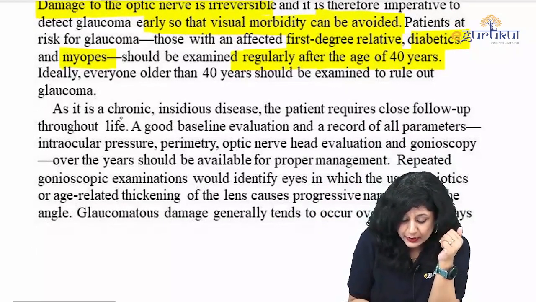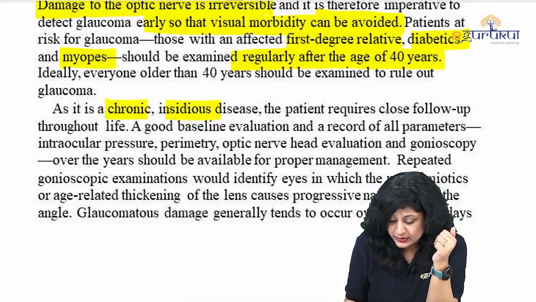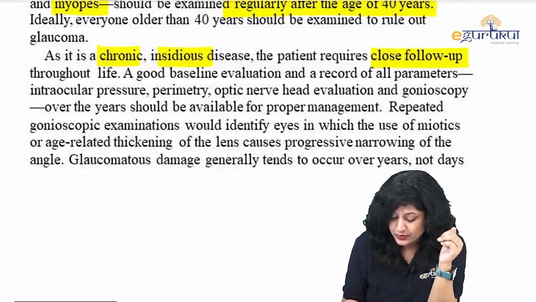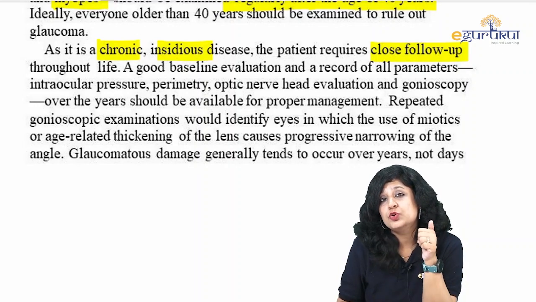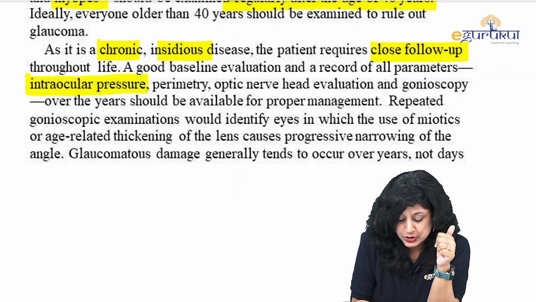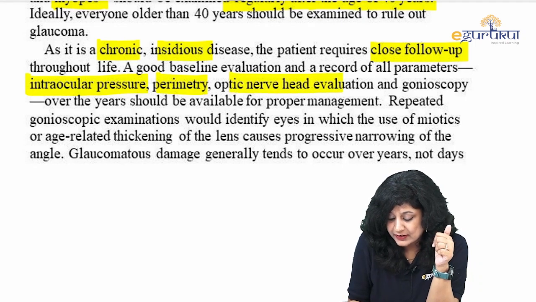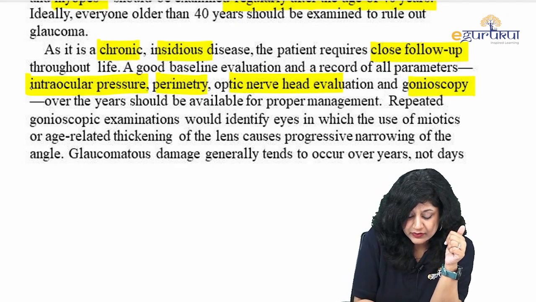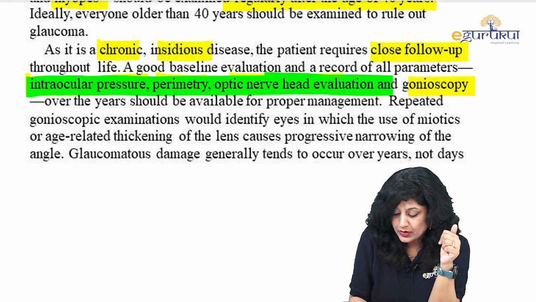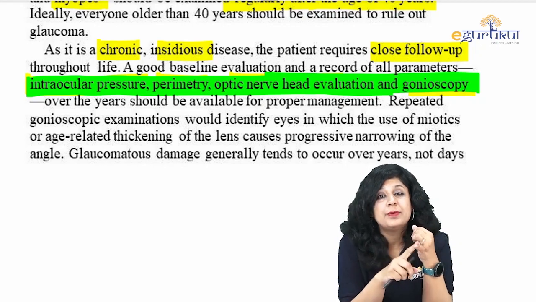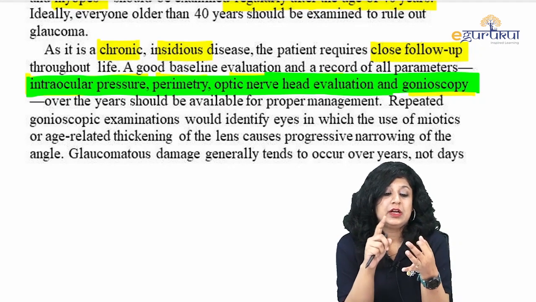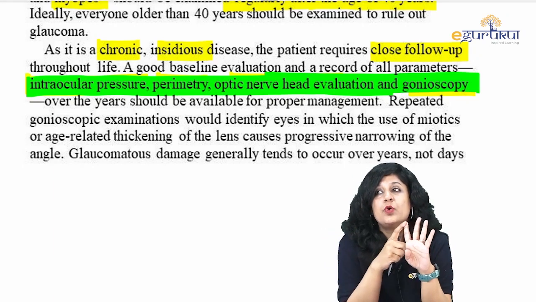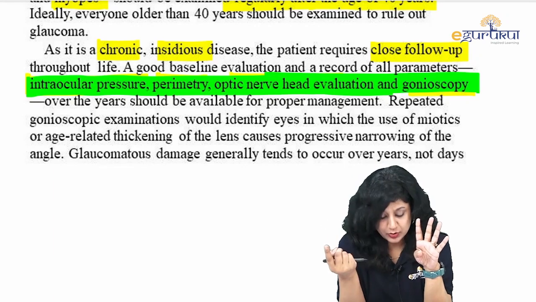Now as it is chronic and insidious, the patient requires close follow-up throughout life. You have to carry on with it. A good baseline evaluation, a record of all the parameters. Now what are the things that you have to look at in the screening? You have to look at the intraocular pressure, perimetry, optic nerve head evaluation, and gonioscopy over the years. So if they ask what one should do to evaluate glaucoma: IOP, optic disc changes, perimetry for the visual field defects, and then gonioscopy, which we have added in order to see the angle also.